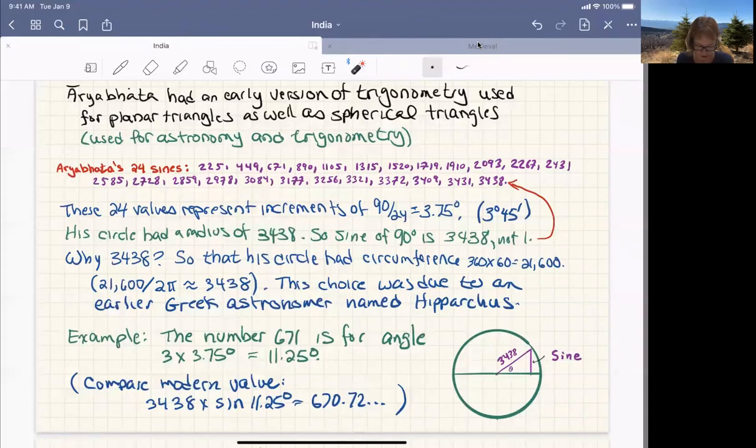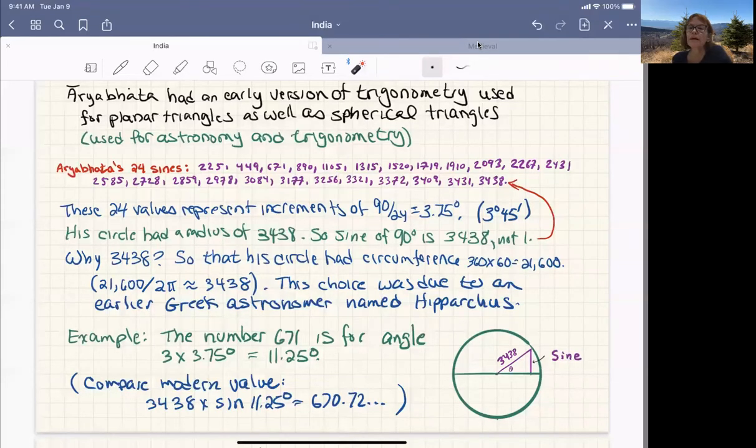Now, why did he choose this number, 3438? Well, he did that so that his circle had a circumference of 21,600, which is 360 times 60. One nice thing about that number is that it has a lot of factors and makes it easy to work with. Now, this choice was actually due to an earlier Greek astronomer named Hipparchus.